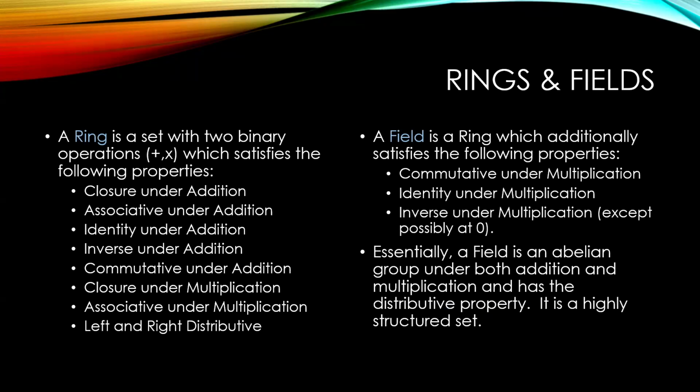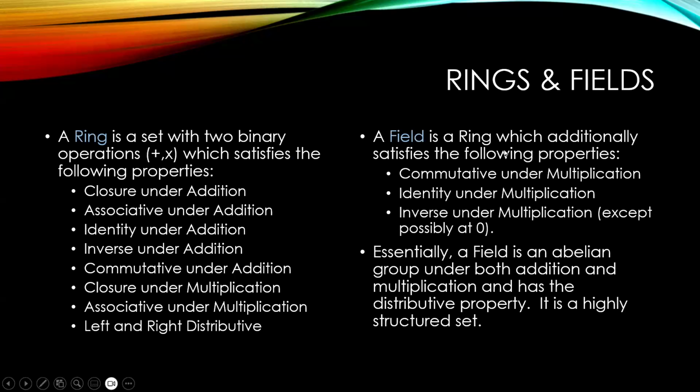The next two involve two operations, and so they would be rings and fields. And these are much more complicated structures. But again, these are the structures which we see every day. And so a ring is a set with two binary operations which satisfies all of these properties. So closure under addition, associativity under addition, identity under addition, inverse under addition, commutativity under addition. So that means it's an abelian group under addition. And then it also satisfies closure under multiplication, associativity under multiplication, and it's both left and right distributive. And so it doesn't have to be commutative under multiplication. It doesn't have to have an identity or inverse under multiplication, but that's what it takes to be a ring.